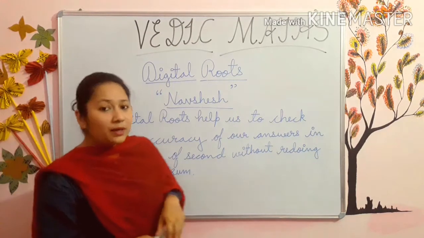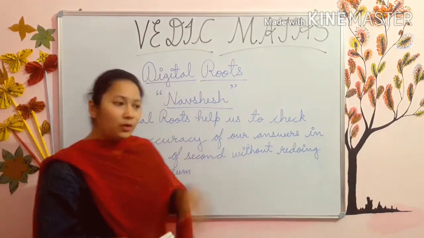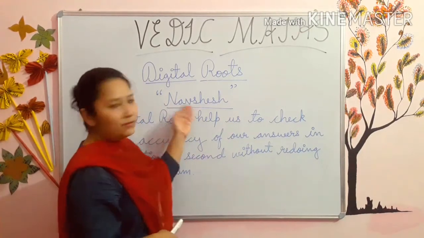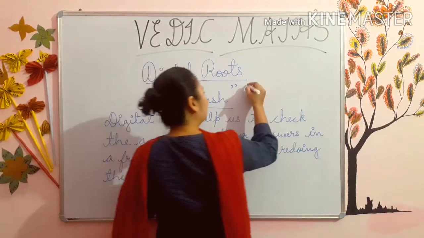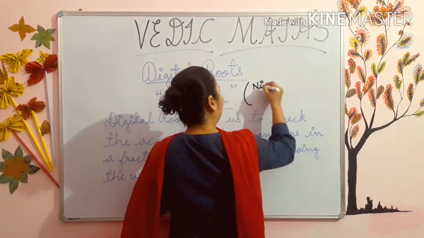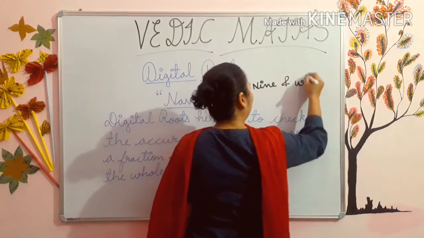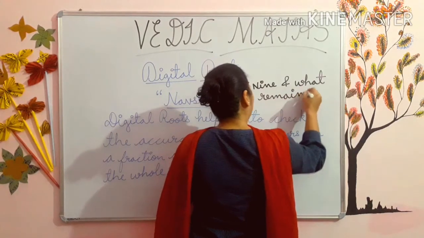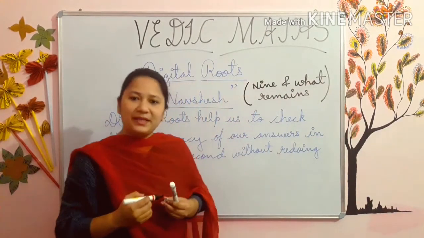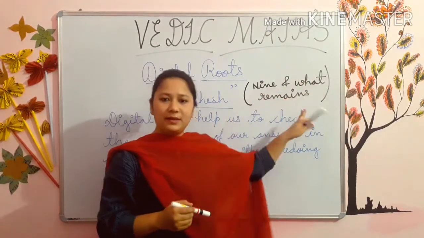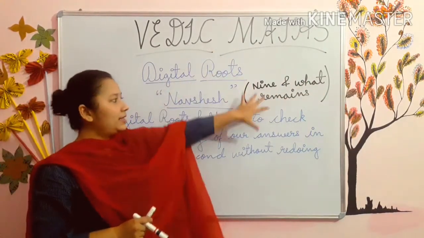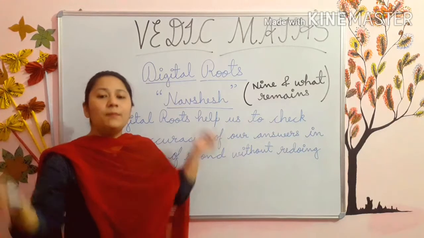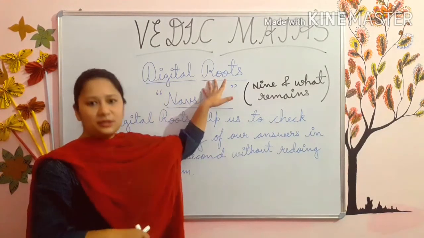Now, as you are in Vedic Maths class, you should know what this digital roots is called in Vedic mathematics. It is called Navashesh. Navashesh means 9 and what remains. So this time I will explain you how to take out the digital root of any number. But first of all, I will tell you the use of this digital roots.